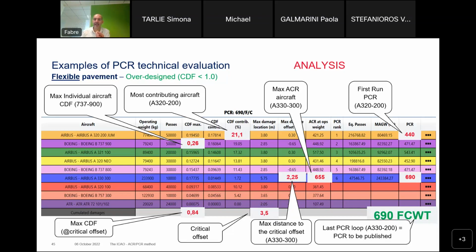So in that case, the PCR is higher than the highest ACR aircraft. And this is absolutely normal because the CDF was lower than one. So in that case, the PCR is higher than any aircraft ACR of the aircraft composing the mix. Okay.